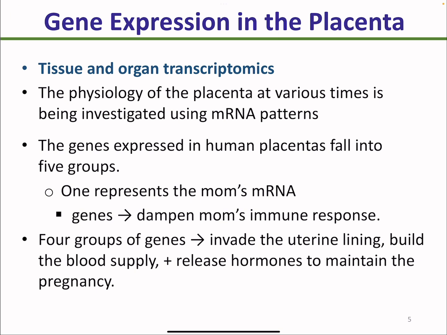So when we look, for instance, at the placenta, and we look into the genes that are expressed in the placenta, we notice that, well, the transcriptome is going to vary based on space and time. Now, the discipline that studies the transcriptomes in a tissue and organ is basically called tissue transcriptomics or organ transcriptomics, right? So this allows us to know the physiology of a particular organ at a particular time, right? In this particular instance, we are going to focus on the placenta.